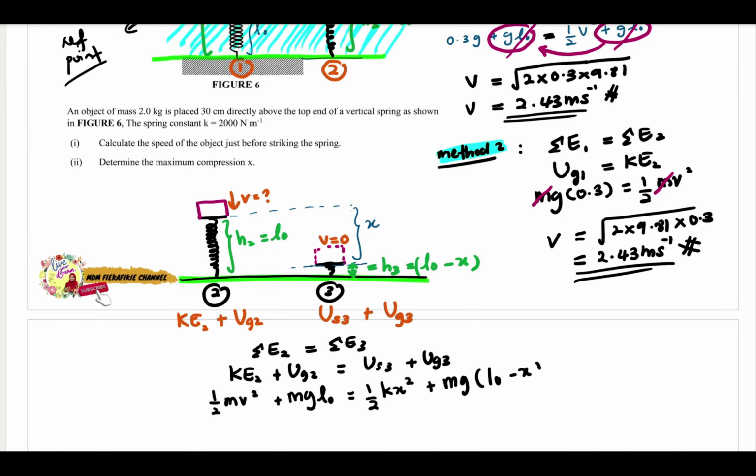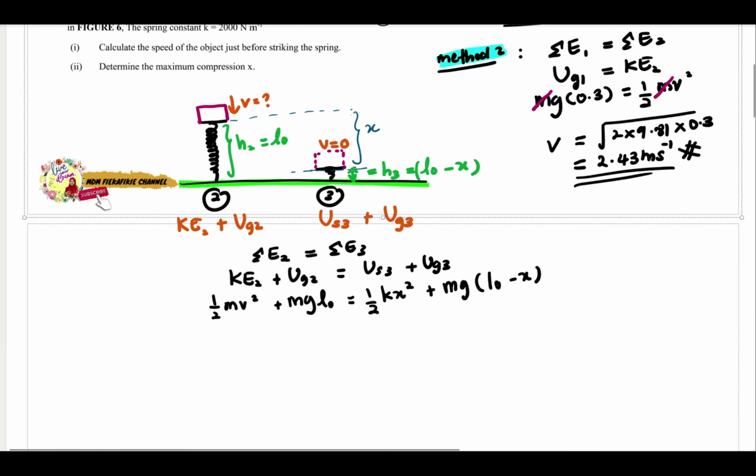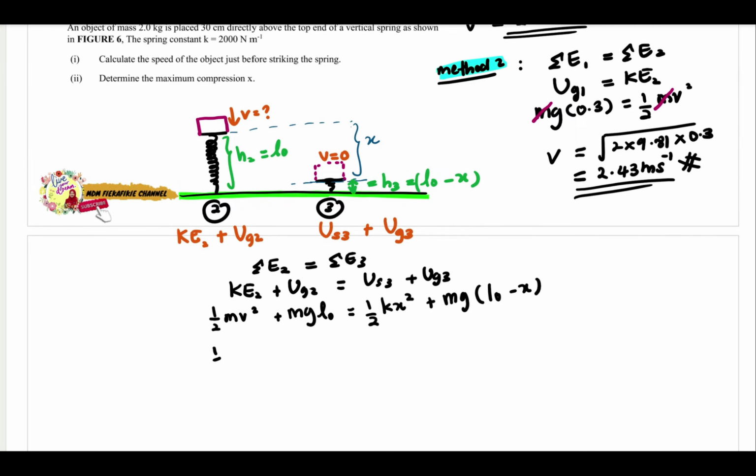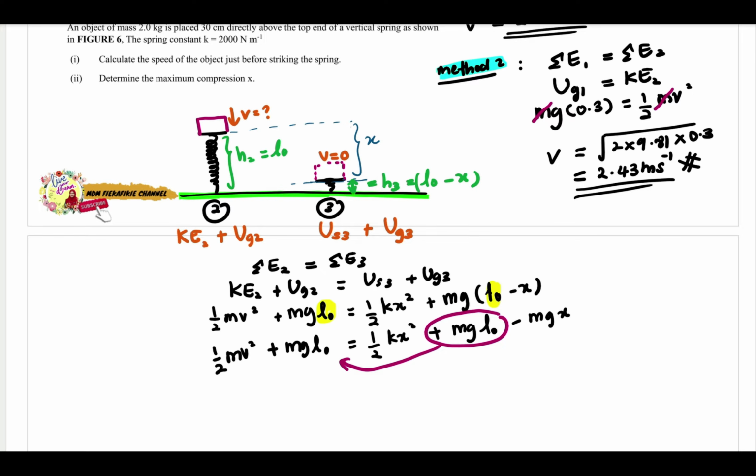L0 minus X. Okay? So kita boleh tengok dekat sini, nanti kita boleh cancel out mgL0, sebab kita tak tahu berapa nilai L0 ni. Tapi kita boleh cancel kejap lagi. Half mv squared plus mgL0, saya tulis balik. Half kx squared plus mgL0 minus mgX. So tengok dekat sini, kalau kita bawa pergi sebelah, dia akan jadi minus mgL0, so dengan ini akan habis lah. So you can substitute all the values.